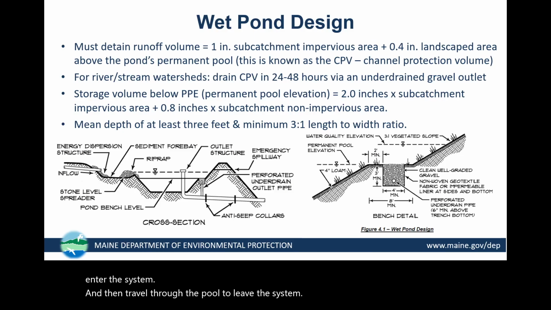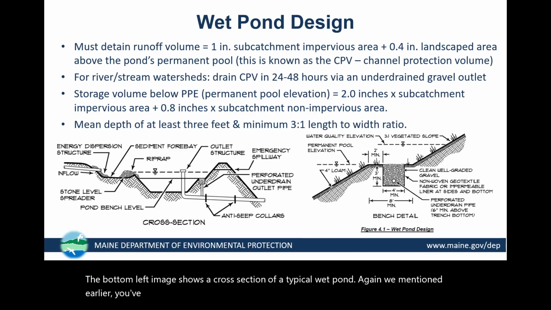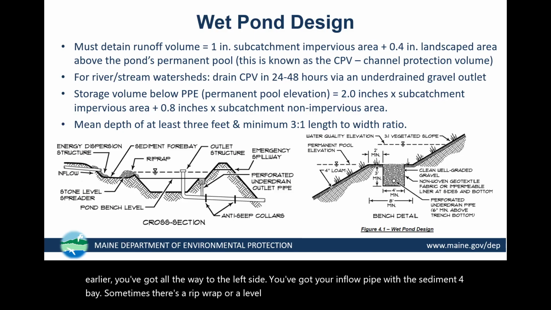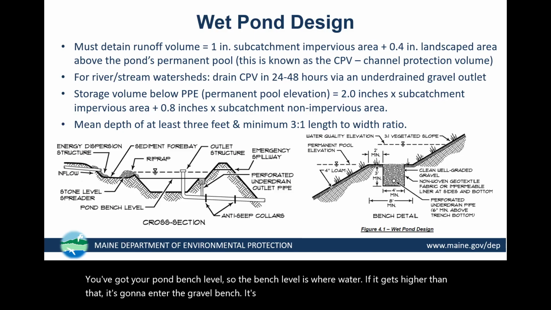The bottom left image shows a cross-section of a typical wet pond. Again, we mentioned earlier, all the way to the left side, you've got your inflow pipe with the sediment forebay. Sometimes there's a riprap or a level spreader that enters the rest of the pond. You've got your pond bench level. So the bench level is where water, if it gets higher than that, is going to enter the gravel bench. It's going to enter that underdrain and leave the pond.